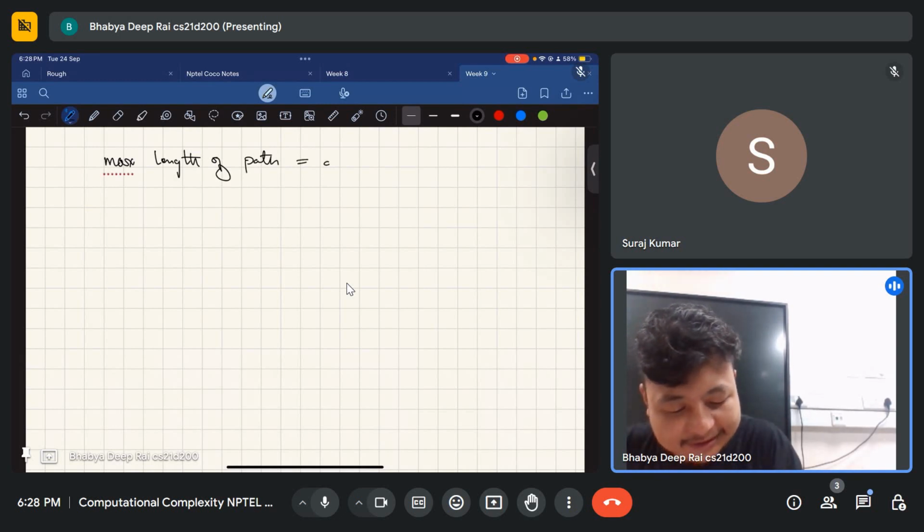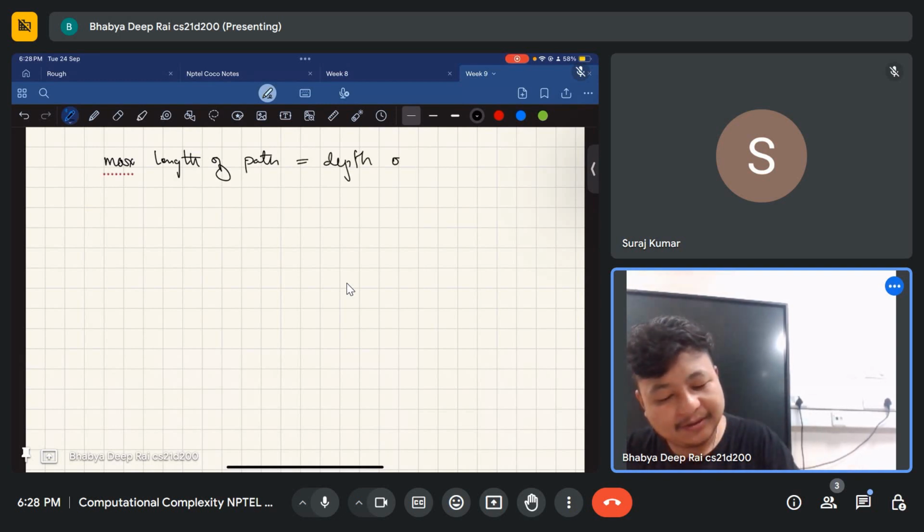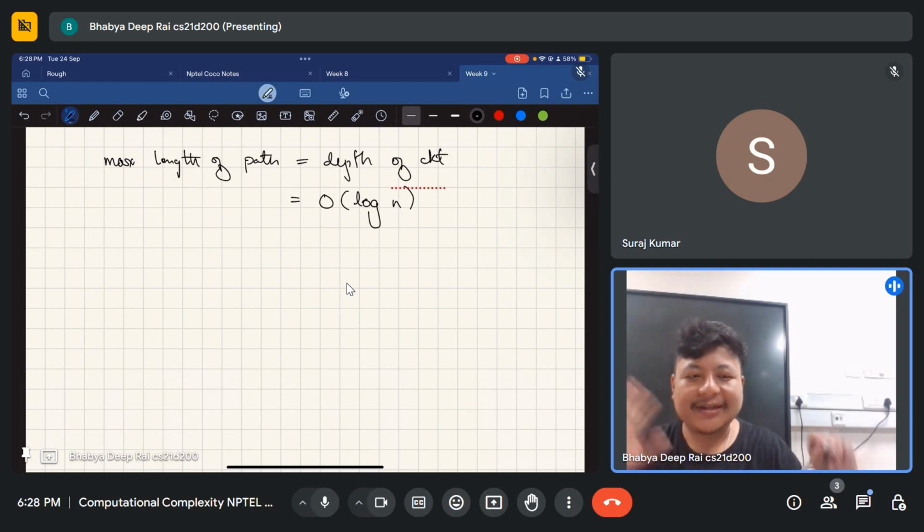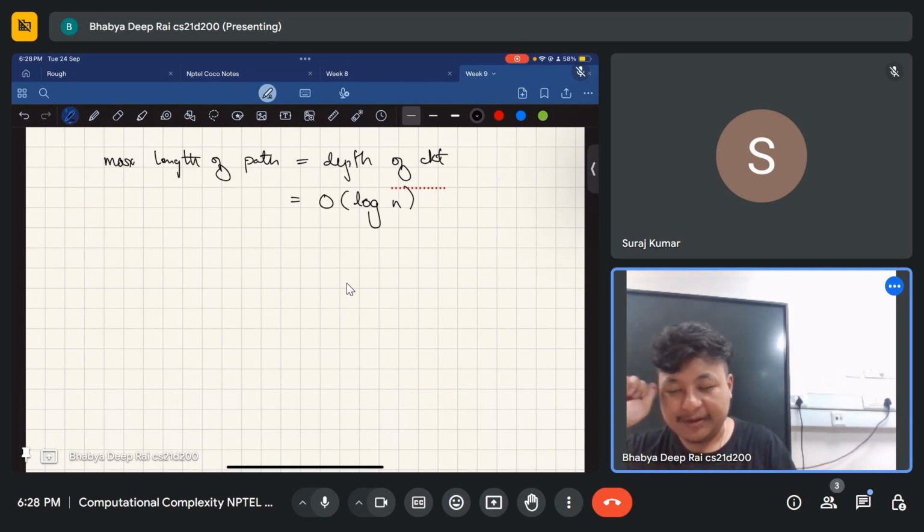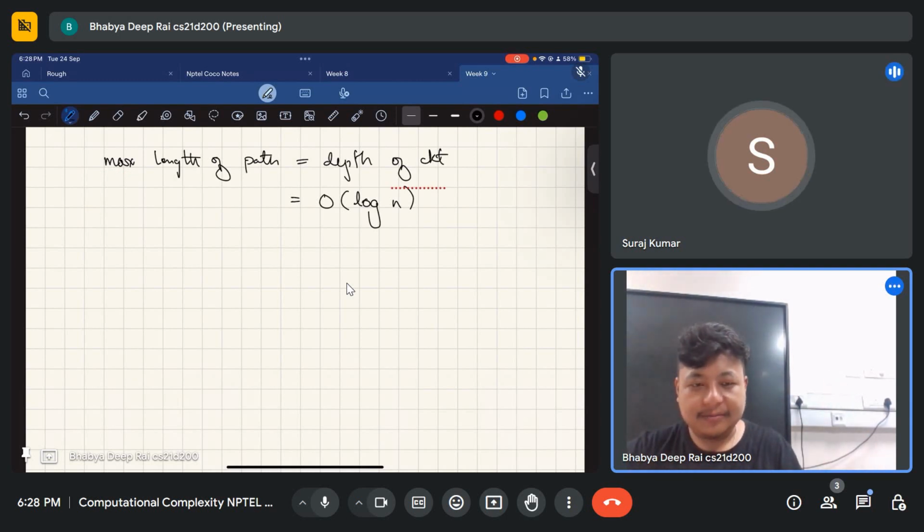Since this is equal to the depth of the circuit, this is equal to order log n, because it is an NC1 circuit. Okay, and yeah.